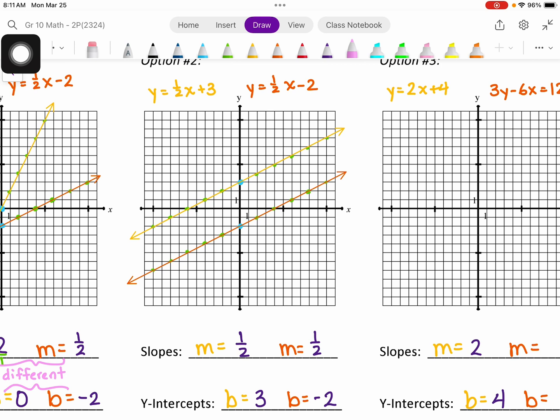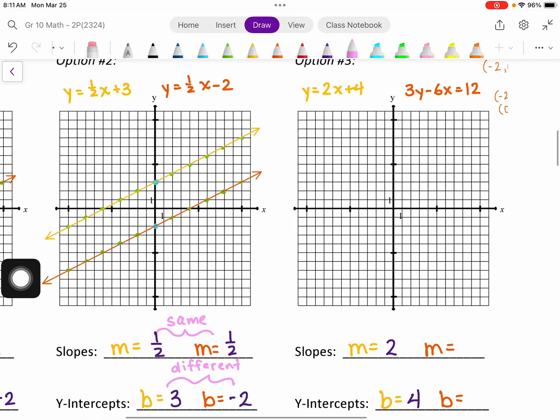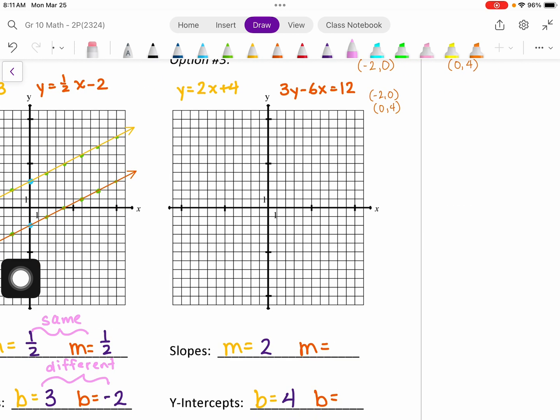So what we see if we compare is our slopes are the same, but our y-intercepts are different. So when our rate of change, or our slope, is the same, but we have a different initial value, here we don't have a point of intersection. So let's see what happens in this last case.